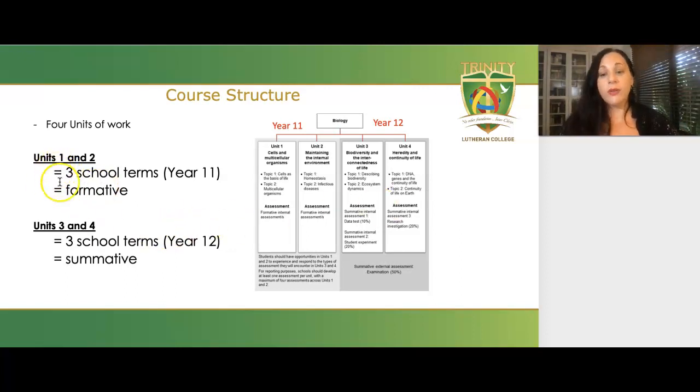So Units 1 and 2 take 3 terms of Year 11, and Units 3 and 4 take term 4 of Year 11, term 1, term 2, and then term 3 and term 4 of Year 12 are mostly exam revision for your external exam.